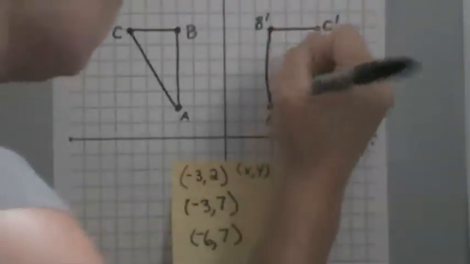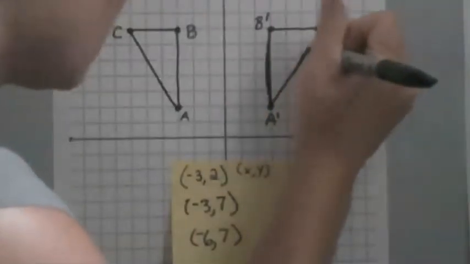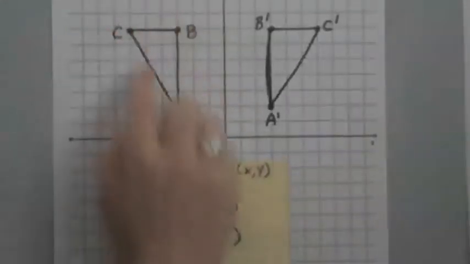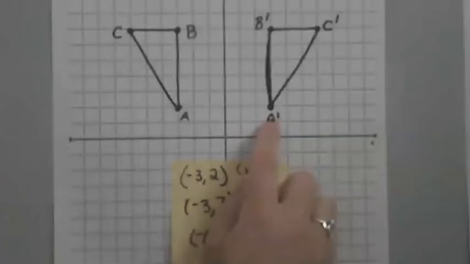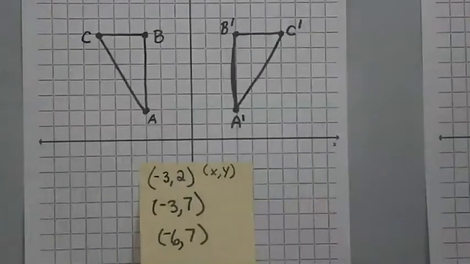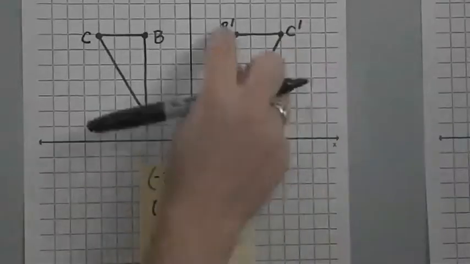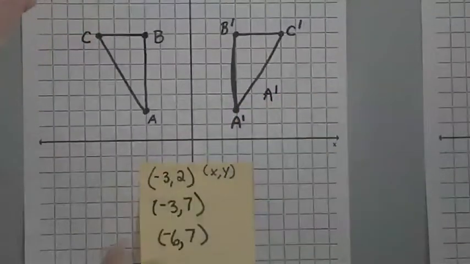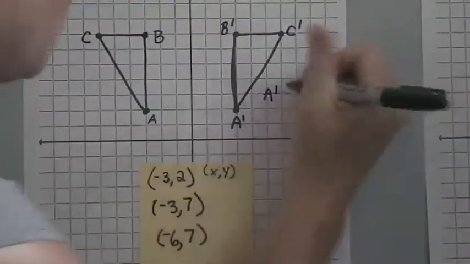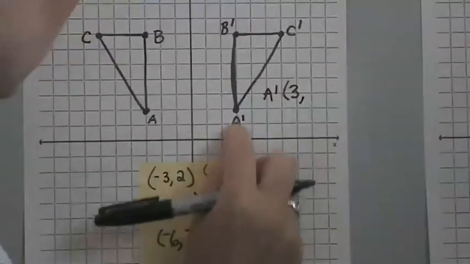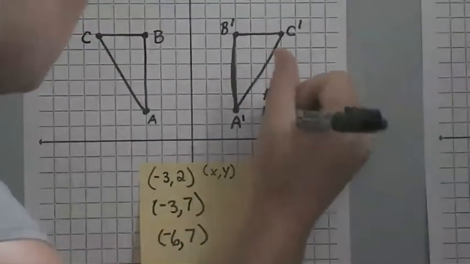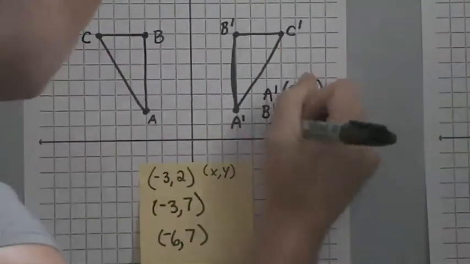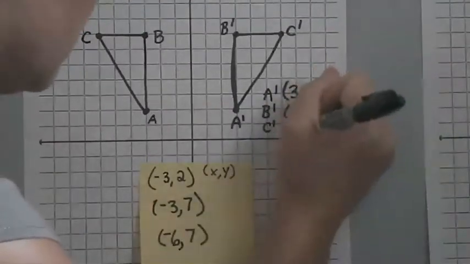We then draw our lines to connect. And we have now created a successful reflection of A, B, C over the y-axis and into A prime, B prime, C prime. Now that we have our second image, we want to plot the points for the A prime, B prime, C prime image. So point A prime is now 3, 2. B prime is now 3, 7, and the coordinates for C prime are now 6, 7.